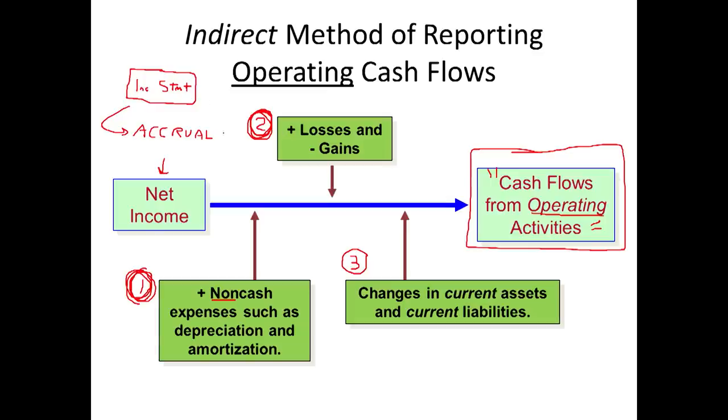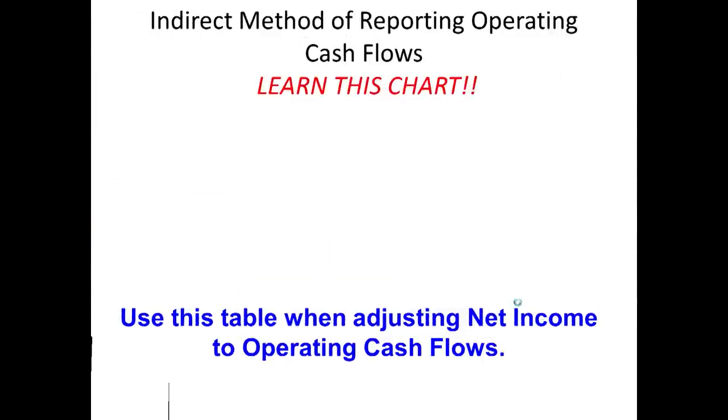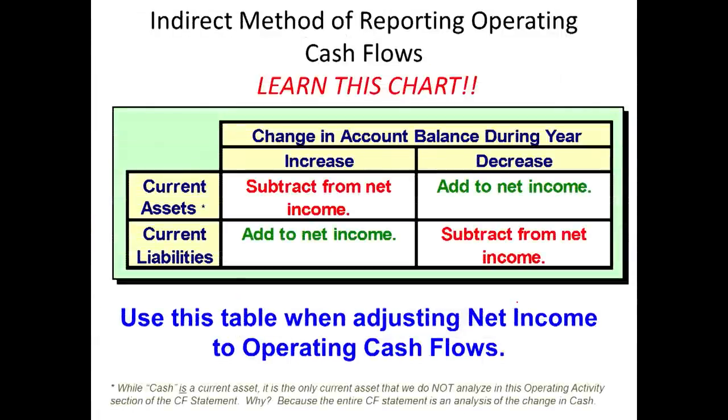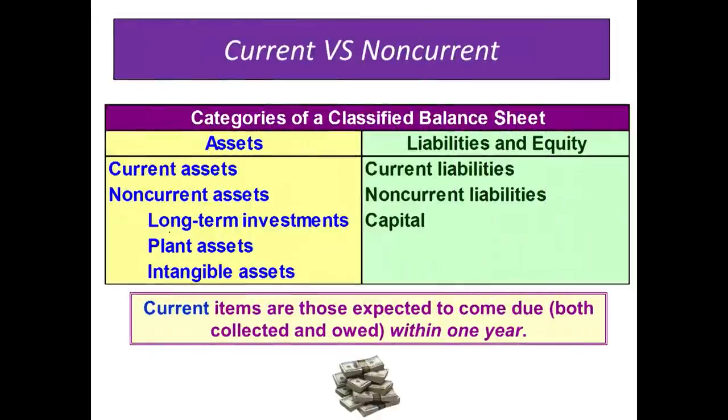We've handled these first two categories. The last one we're going to deal with is we're going to analyze the changes in current assets and current liabilities. Okay? Now we're only going to deal with current assets and current liabilities. Now we might need to refresh ourselves. What are current assets and current liabilities? Well, current items are those expected to come due, both collected and owed, within 1 year. Remember, we have current assets and we have current liabilities, and then we also have non-current assets and non-current liabilities. We're only dealing in this step with the current assets and current liabilities, okay?